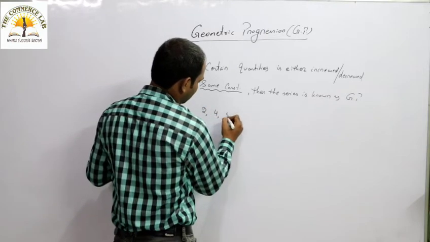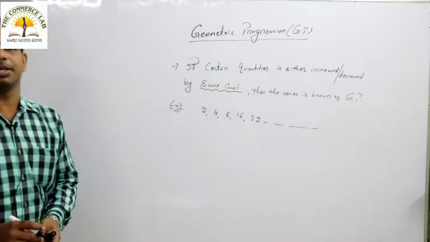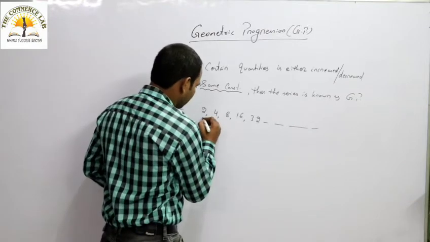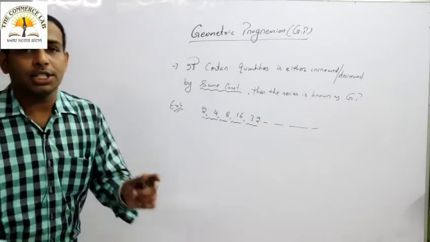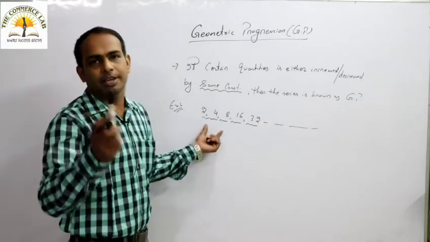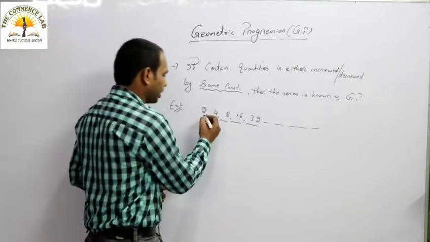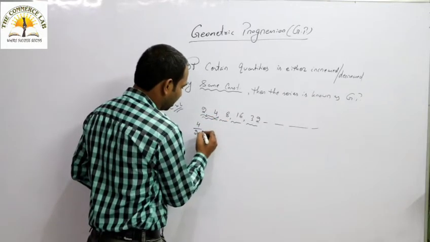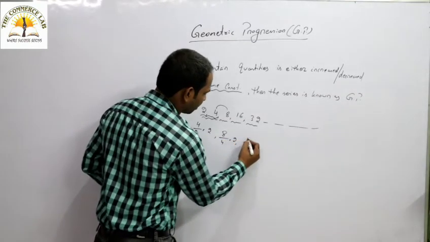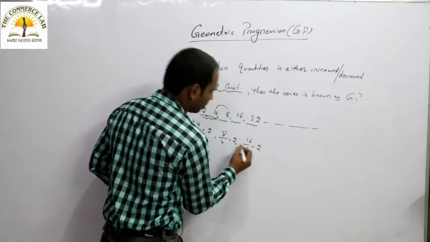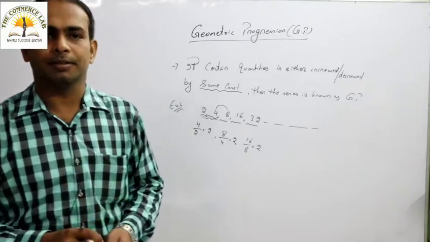2, 4, 8, 16, 32. So this is an example of GP. Here the ratio between the consecutive numbers must be the same. The ratio between 2 and 4 is 4 by 2, which is 2, then 8 by 4 is 2, 16 by 8 is 2. So the ratio between the consecutive numbers must be the same in a GP.